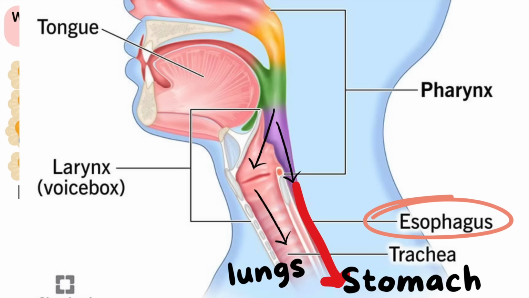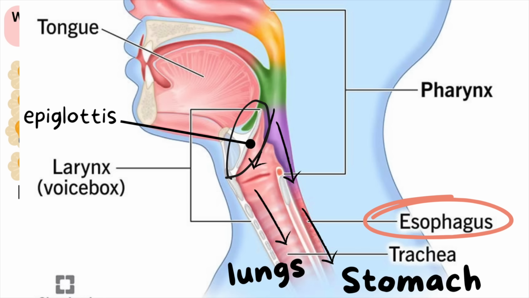Okay, so since we're here, you see this little thing that looks like a little flap. You should 100% know the name of the structure and its function. This is the epiglottis. It closes or moves downwards when swallowing to prevent food from entering the respiratory tract. So it essentially blocks food from entering the respiratory tract.